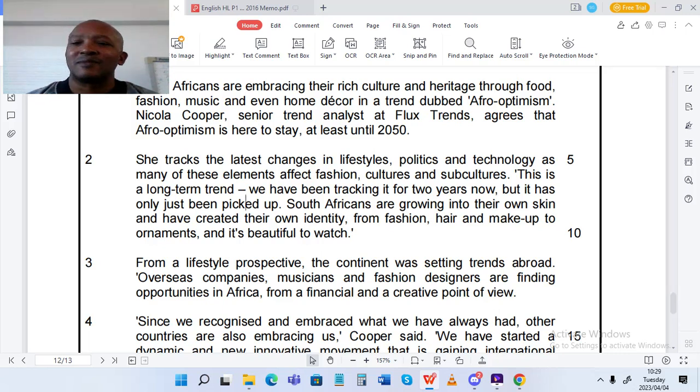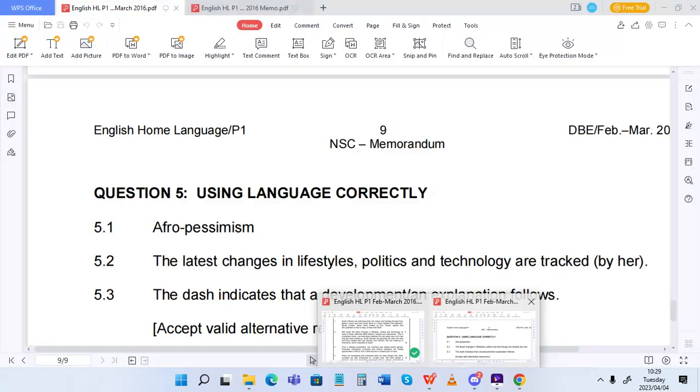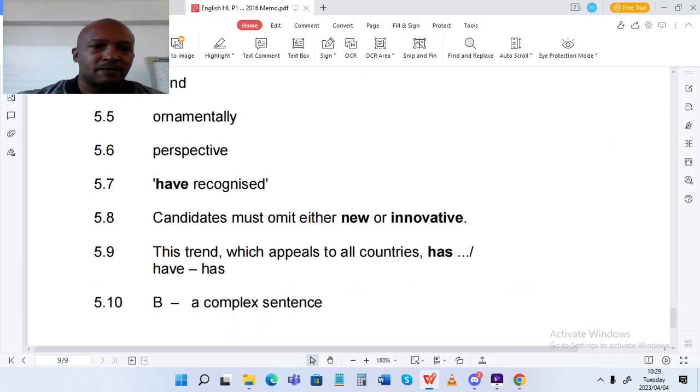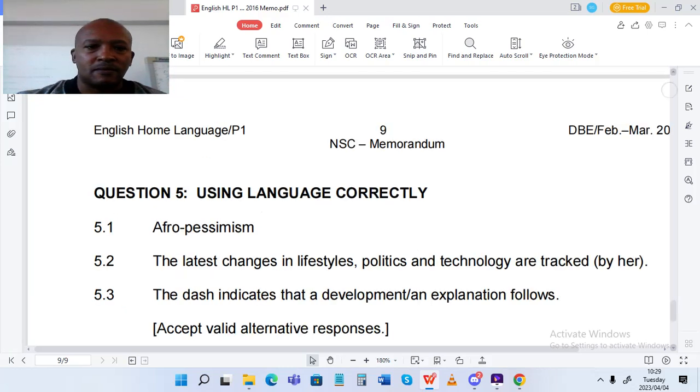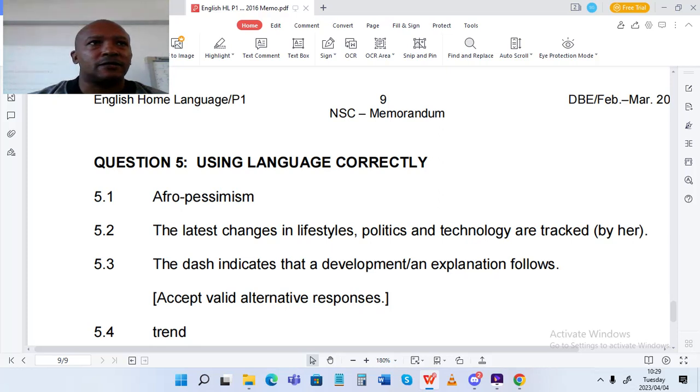What are you saying? Trend. Long term is not a noun then. Trend is the noun, because long term isn't a thing. Trend is a thing. Got it? You understand? Okay, let's quickly see what the answer says, if we are right. Trend. Correct. Okay, great.